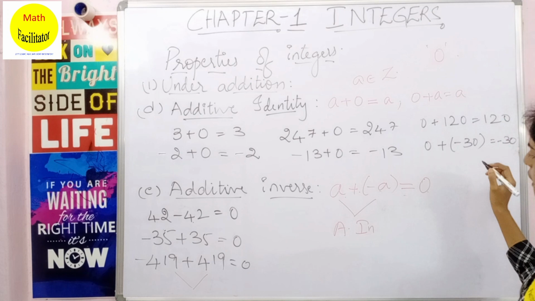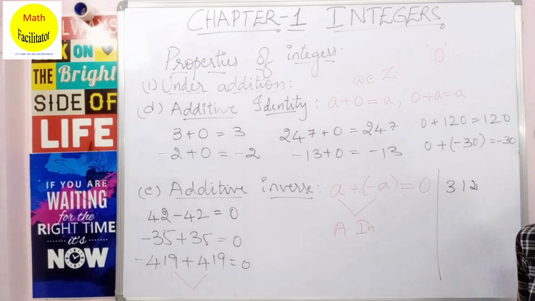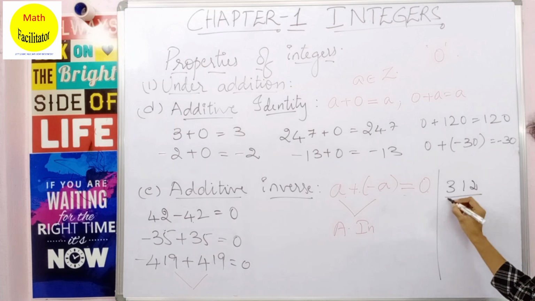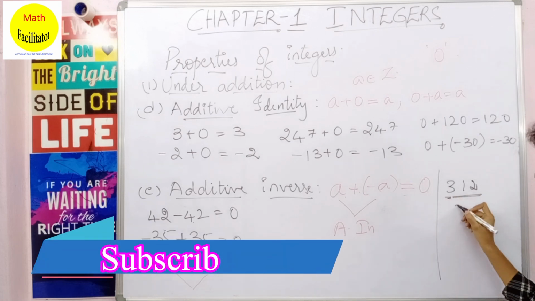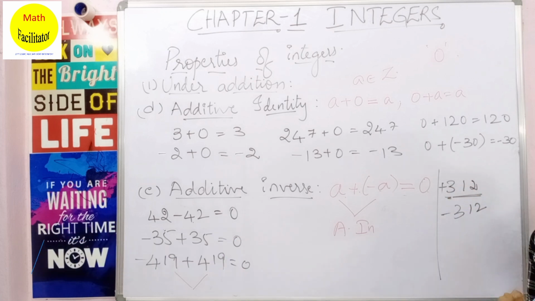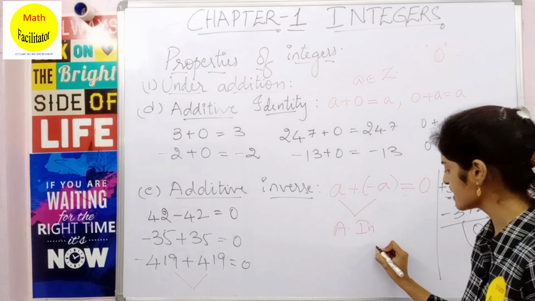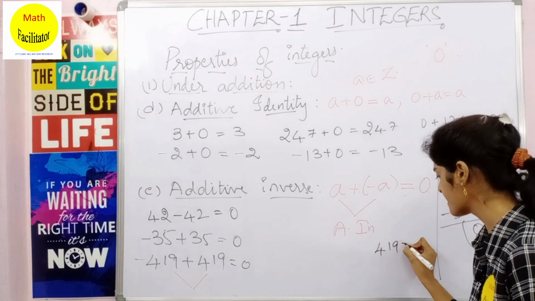Now tell me what is the additive inverse of 312? You will just change the sign. You will write 312 as it is, but here you have a plus, so you will write minus here, so that when you add these two numbers, the answer you get should be 0. Now tell me what is the additive inverse of 41973?